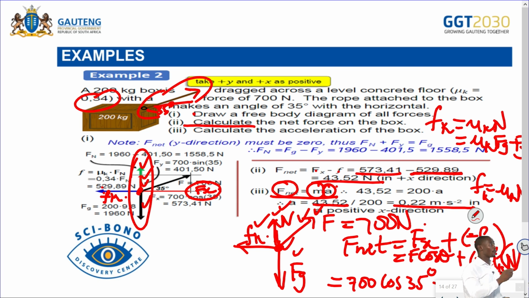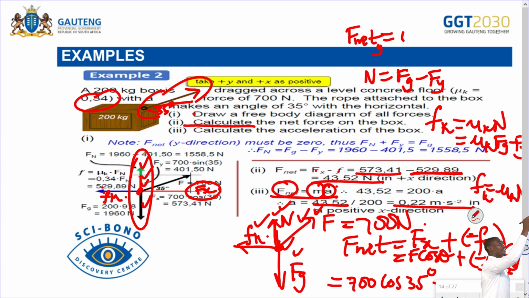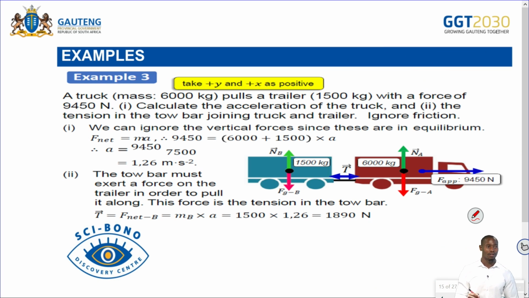That is how we got N equals Fg minus Fy. Remember, this comes from F net equals 0 for vertical forces. Your vertical forces are your normal force plus your Fy minus your Fg, since it is acting in the opposite direction. This equals 0. So if you want to make n the subject of the formula, at the end we are going to have something like this. That is why here, when it comes to n, I substituted Fg minus Fy.